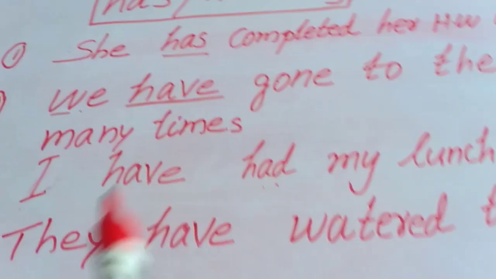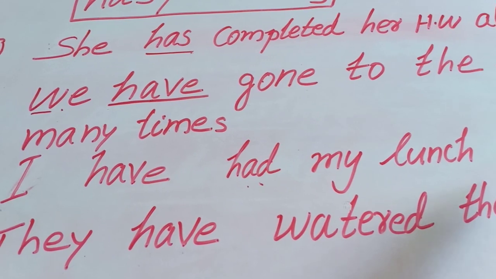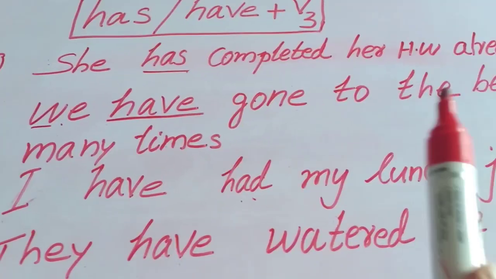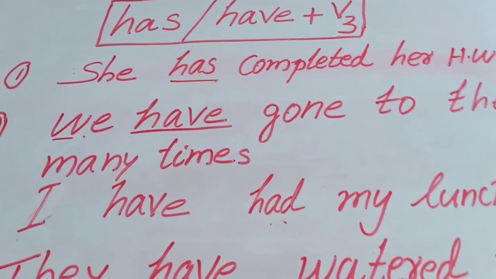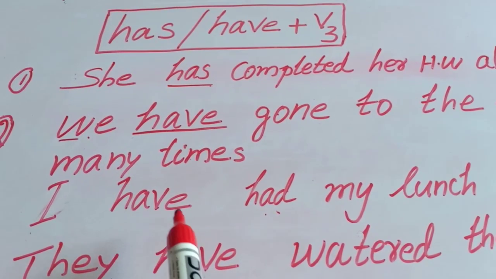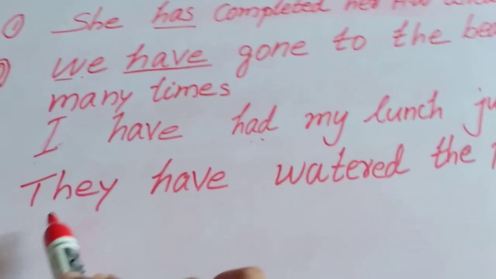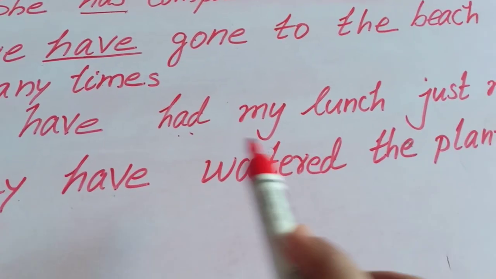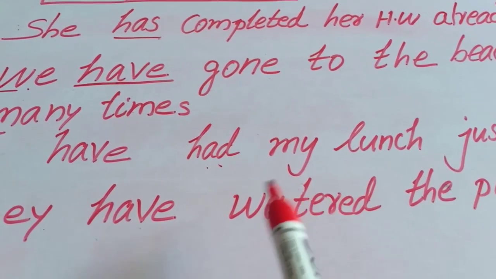Okay, let us go to the third example. I have had my lunch just now. It means it is the immediate past. Just now I had my lunch. Its effect is now: my stomach is full. That means its effect is now also. So it is the immediate past, and we use the present perfect tense. And the fourth example also, they have watered the plants. Plants are watered. That means it got the water.